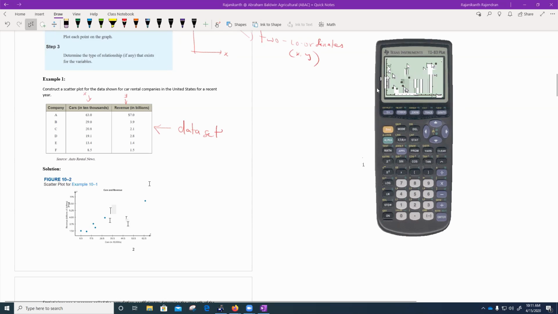So do you see any relationship among these data points?